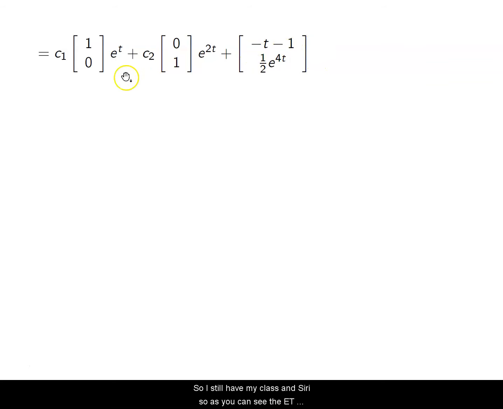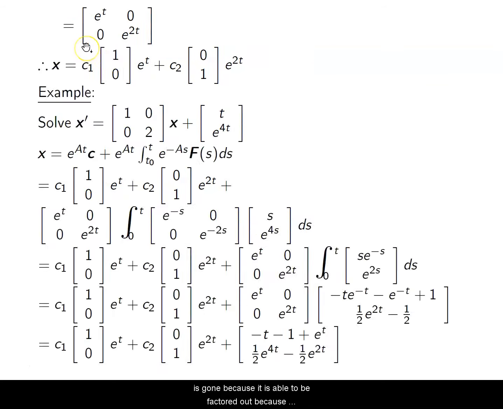As you can see, the e to the t is gone because it is able to be factored out, because there's only one of them on top. There's no e to the t on bottom. So if I separated these things into vectors, I would have just an e to the t on top with none on bottom. That's a multiple of this one. Same thing with this e to the 2t. There's a multiple of that on the bottom, but there is no e to the 2t on top.